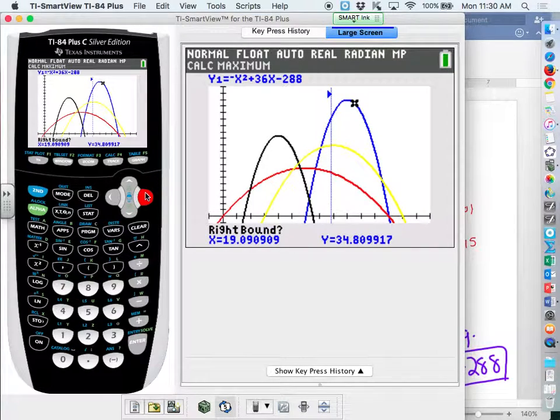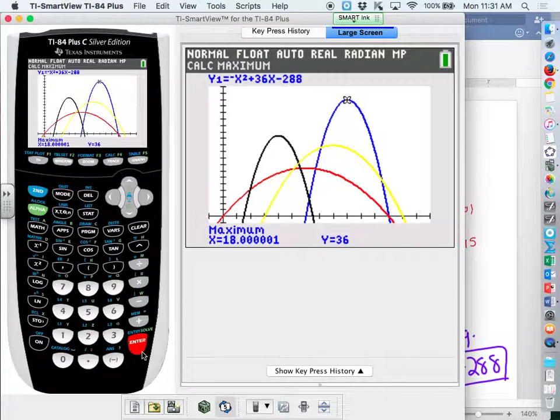So left bound and right bound. I don't know if you've done this in class or not, I'm guessing you probably have. So the maximum happens when x is 18 and the maximum height is 36. If you don't have a colored calculator, you may just want to graph these one at a time and look at them individually. So that would be the maximum height for the bluebird. You can do that for the other equations as well to see what their maximum heights are.